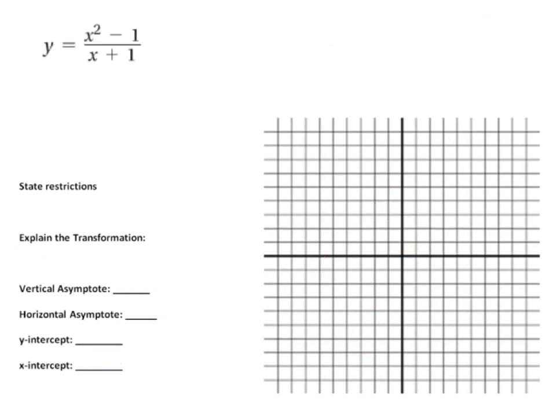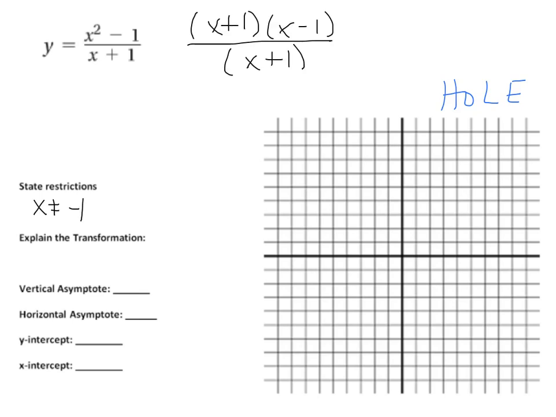Right now I want you to pause the video and attempt this one by yourself. This is like the problem that we first did, so it's just going to have a hole in it. So again, first factor and go through the whole process. So you should have gotten the restriction that x cannot equal -1.